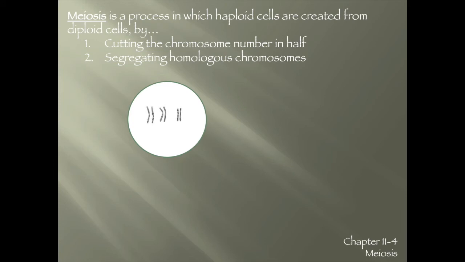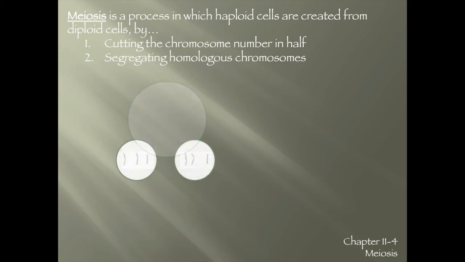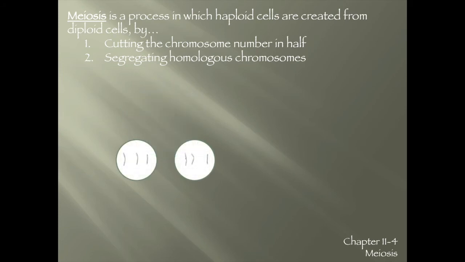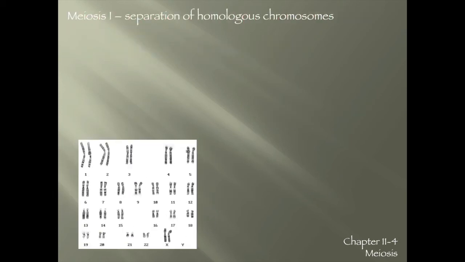So if we were to simplify a cell here, let's say 6, but 3 pairs of homologous chromosomes, we're making sure that each of the new cells has 1 of every chromosome. So if we were to think of these as 2 longs, 2 medium, 2 short, each of the haploids is going to get 1 long, 1 medium, and 1 short. All right. So and it is a 2-part process. So meiosis 1, or if you will, the first half of it, is a separation of the homologous chromosomes, or separating the pairs.